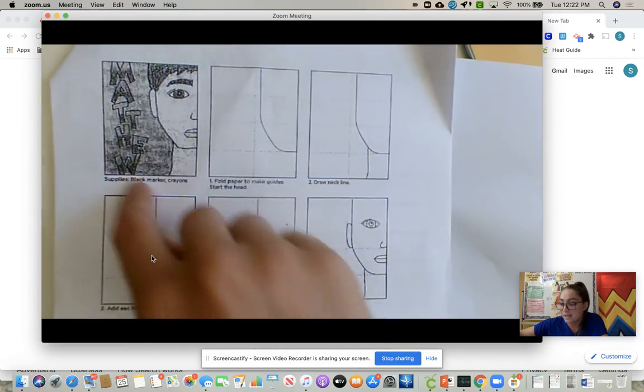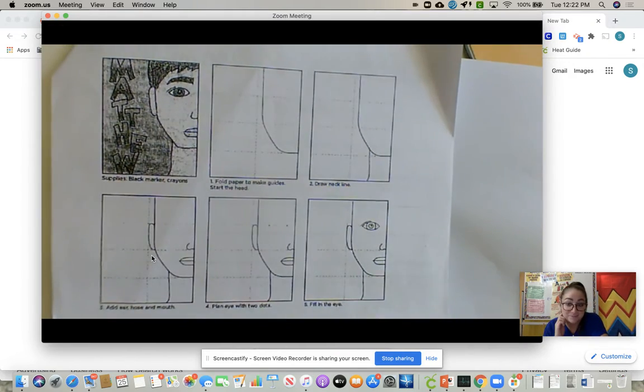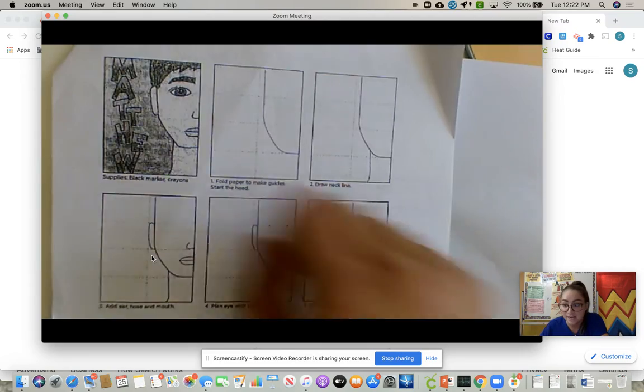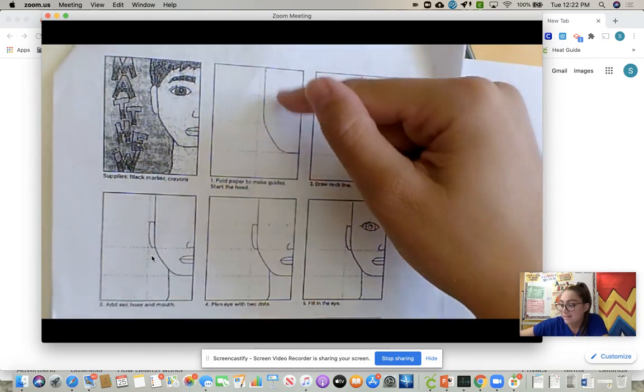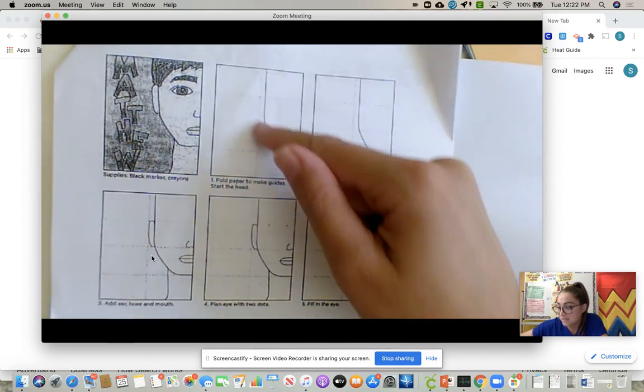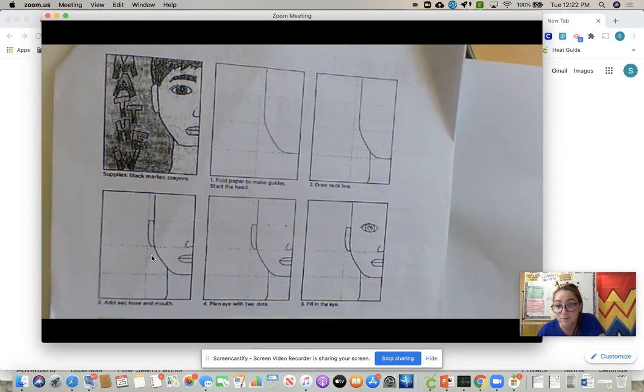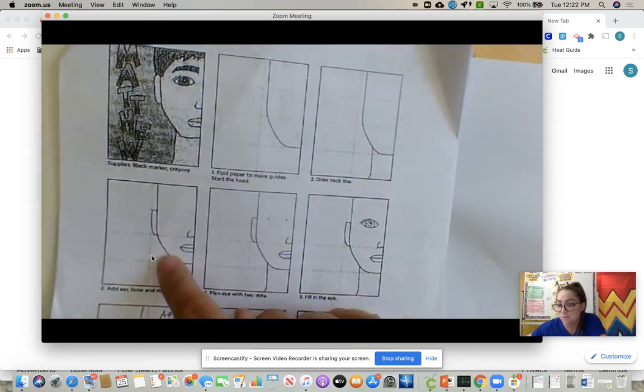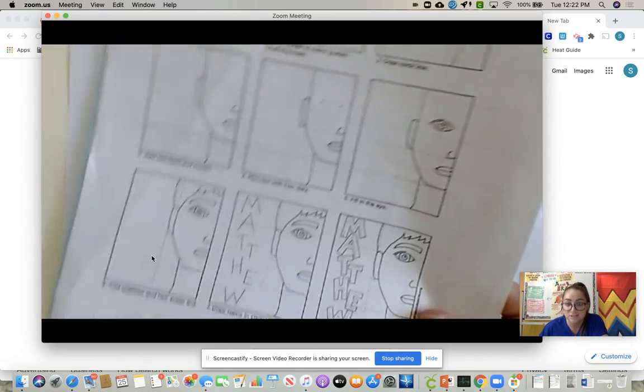So this is what it will look like at the end. Obviously not completely like that because it's their own work and it will be their name, but they need to follow the lines. It helps guide them so they have correct proportions. And each one is a different step. So they could start working on this.